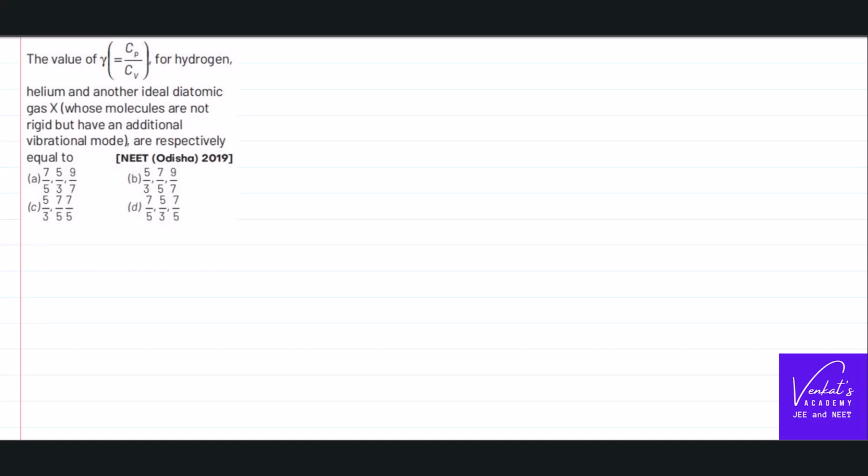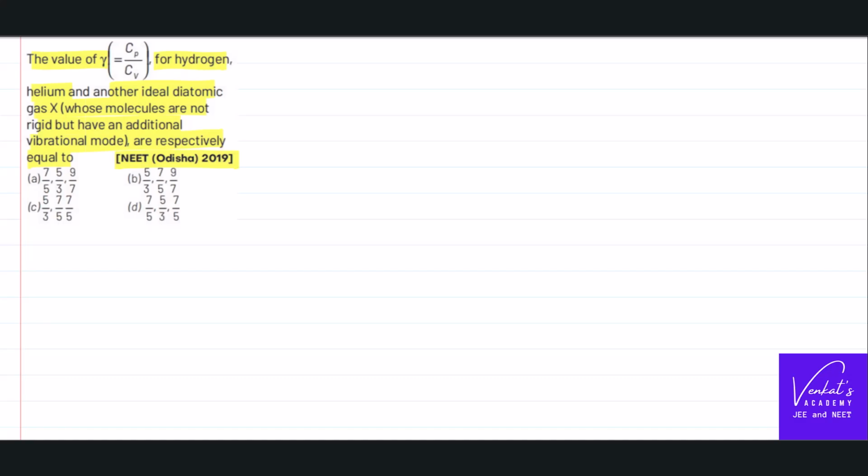The NEET 2019 question from kinetic theory of gases. The problem says the value of gamma for hydrogen, helium, and another ideal diatomic gas X, whose molecules are not rigid and also vibrating, is respectively equal to how much, right?